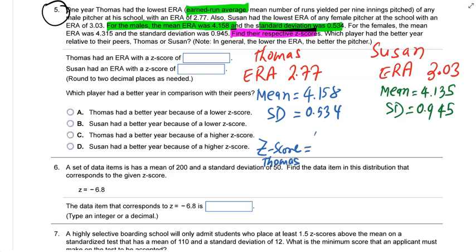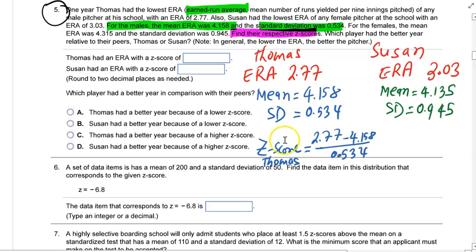Same formula: data item 2.77 minus the mean 4.158, divided by the standard deviation, which is 0.534. And you subtract and divide, you get the z-score of Thomas, which is going to be negative 2.6. Notice that you round to two decimal places, pretty much negative 2.60 or 2.6, doesn't matter.